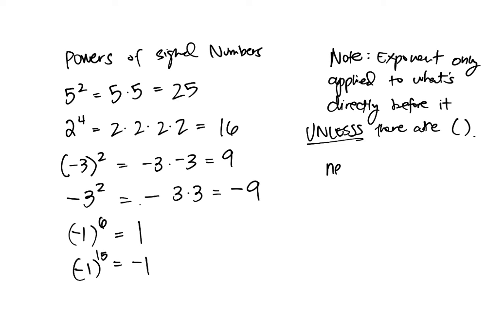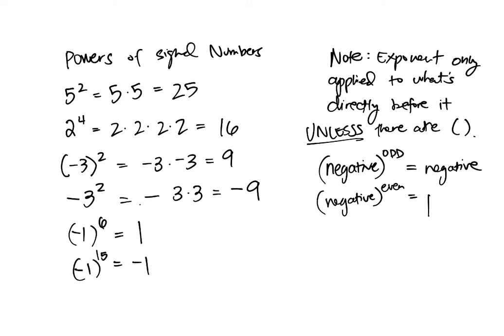You write this: negative raised to odd is negative. Negative raised to even will be positive.